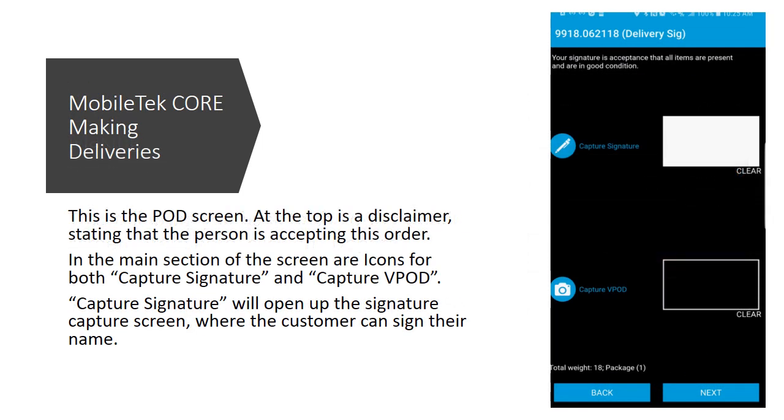This is the POD screen. At the top is a disclaimer stating that the person is accepting this order. In the main section of the screen are icons for both Capture Signature and Capture VPOD. Capture Signature will open up the signature capture screen where the customer can sign their name. There is a button to clear the field below. If a mistake is made, you can clear and do it again.